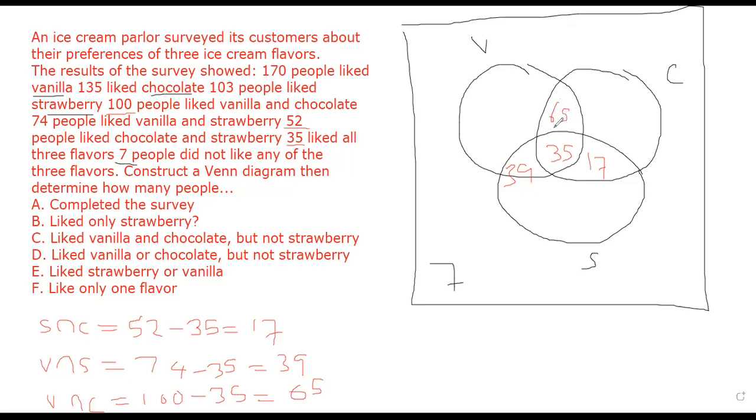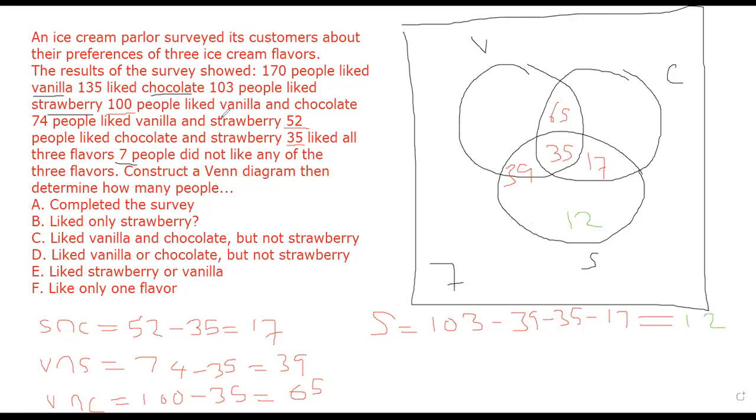So what else are we taught? We're taught that 103 like strawberry. So the whole lot of this strawberry should be 103. Strawberry only is supposed to be 103. We subtract what is already there: minus 39, minus 35, and minus 17. What do we get? We're getting 12. 12 is going for the strawberry. That's where the 12 is coming here.